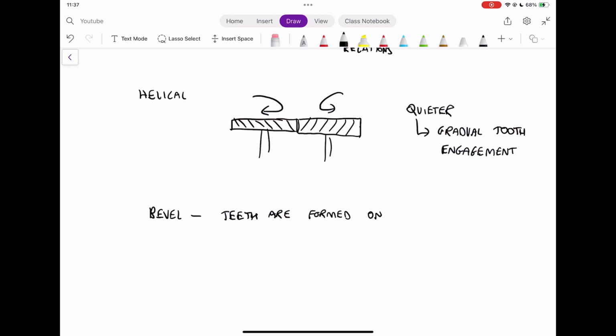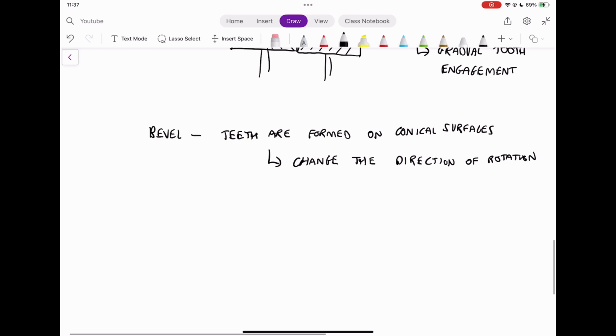But bevel gears, the teeth are formed on conical surfaces. So if you look back at the diagram above, you'll see that they're created on conical surfaces. And the one thing that's important here is that a bevel gear is used to change direction of rotation. So if we have a rotation in a certain plane and we want to change that rotation, we can change that rotation by having 2 axes at different angles and essentially moving something by 90 degrees.